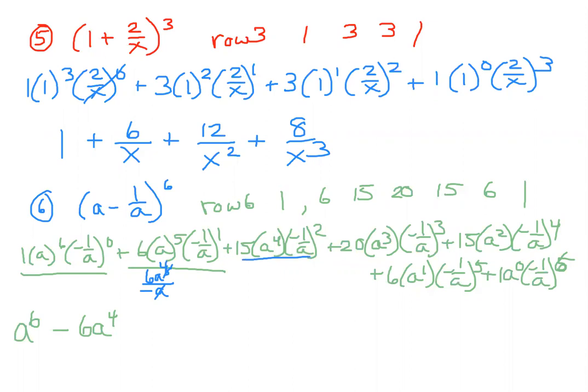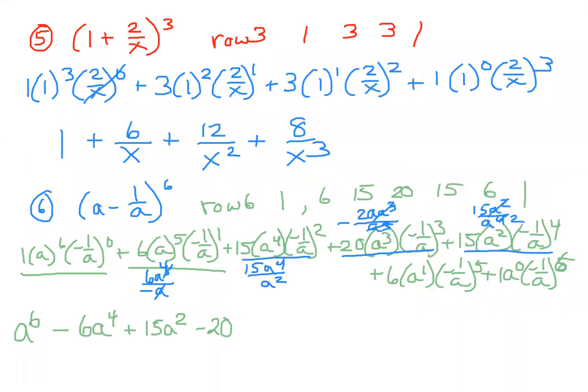This one right here simplifies to 15a to the 4th over a squared. So that's going to be plus 15a squared. And then this one is 20a cubed over a cubed, but it's negative. So those are going to cancel, and it's just going to be minus 20. And then this one is 15a squared over a to the 4th. So those are going to cancel, and we're going to get plus 15 over a squared.